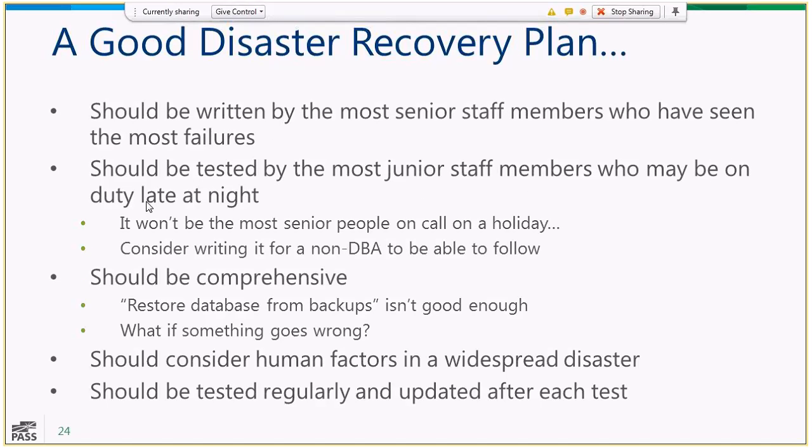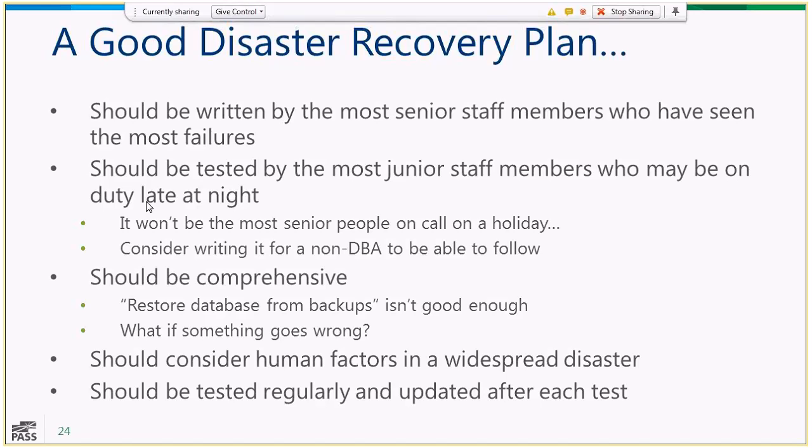Now, for a good disaster recovery plan, you want your most senior people to put it together and try to come up with the most robust plan they can, but then you want to make sure the most junior person on your staff can actually execute the plan, because they're the ones who are usually on duty late at night or on the weekends or on a holiday, because your most senior people might not be on call or just might not be available. And you might even want to try to write this so that somebody else besides a DBA could actually do it, so your network admin or your on-call server admin or even somebody at the NOC could actually start doing this if they had to, if nobody else was available.